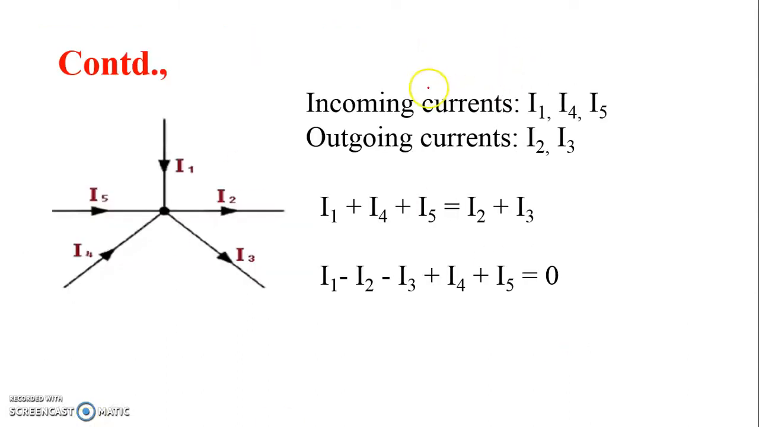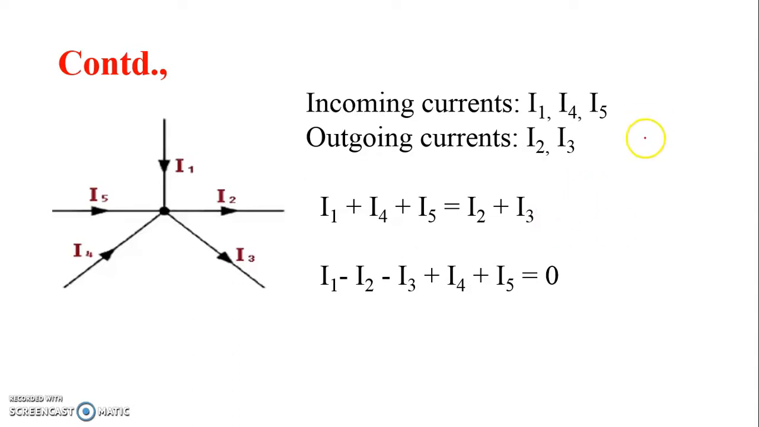Here we have incoming and outgoing currents. At this point the incoming currents are I1, I4 and I5. These three currents are incoming currents. The outgoing currents are I2 and I3. According to the statement of KCL, the incoming current is equal to the outgoing current, or the sum of all the currents at a meeting point is equal to 0.